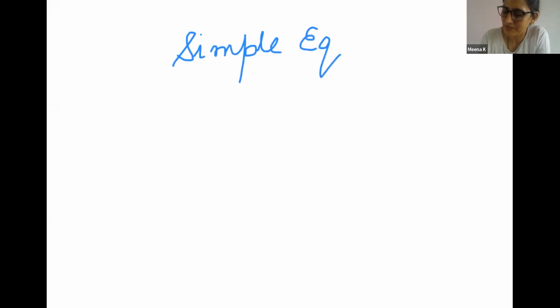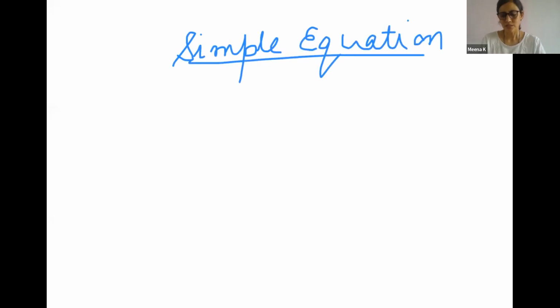Right? So today's topic that we are covering is simple equation. A part of it we have done in the previous grade 6. So what is an equation? Can somebody let me know in the chat box? What do you understand by equation?